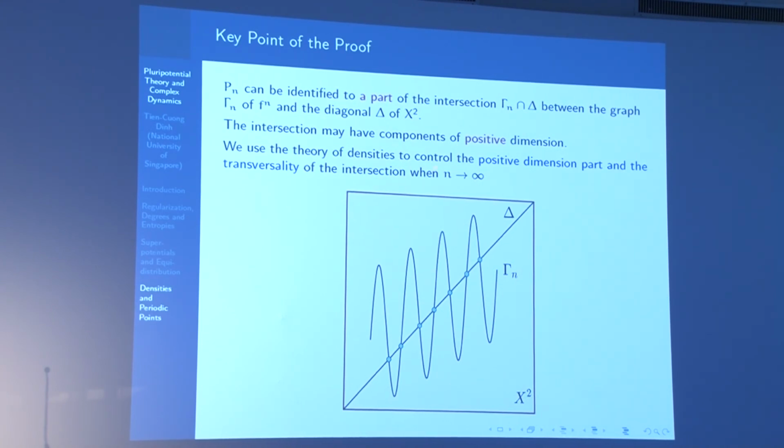We also have to study a more sophisticated situation in order to prove that there is some kind of transversality of the intersection of gamma n with delta. We have to quantify the transversality and show some estimate for it, which is quite difficult. But we use the theory of density for currents to study this problem and prove the equidistribution property.